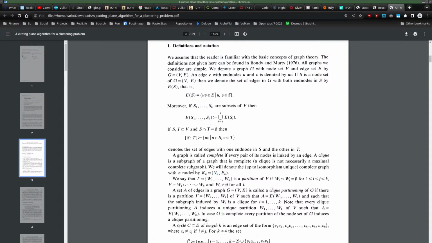We say that gamma, a set of W1 to Wk, is a partition of V if the intersection between every pair of W is empty, for i and j between 1 and k, but unequal and i less than j, which means that it's unordered.